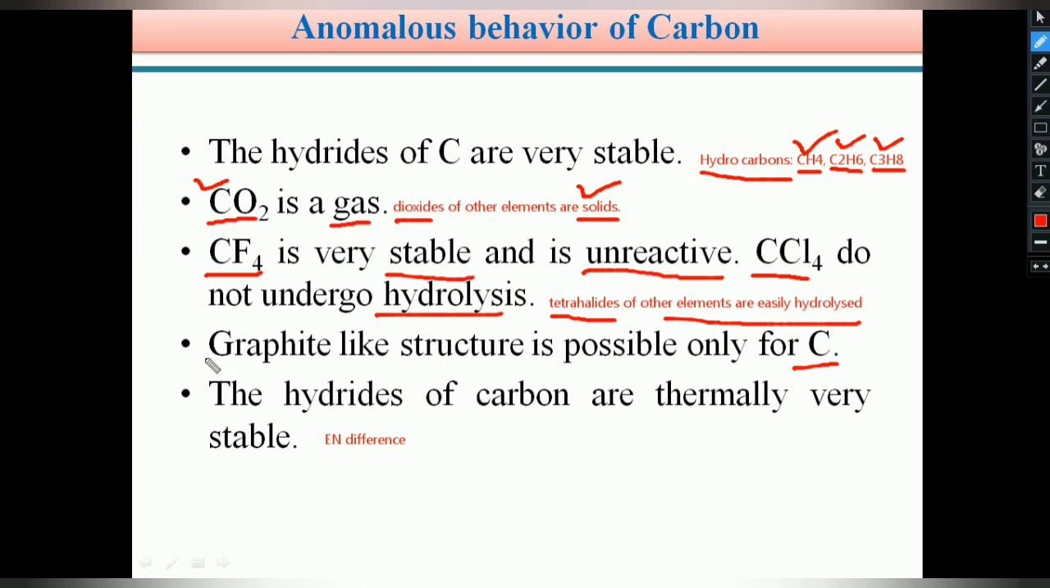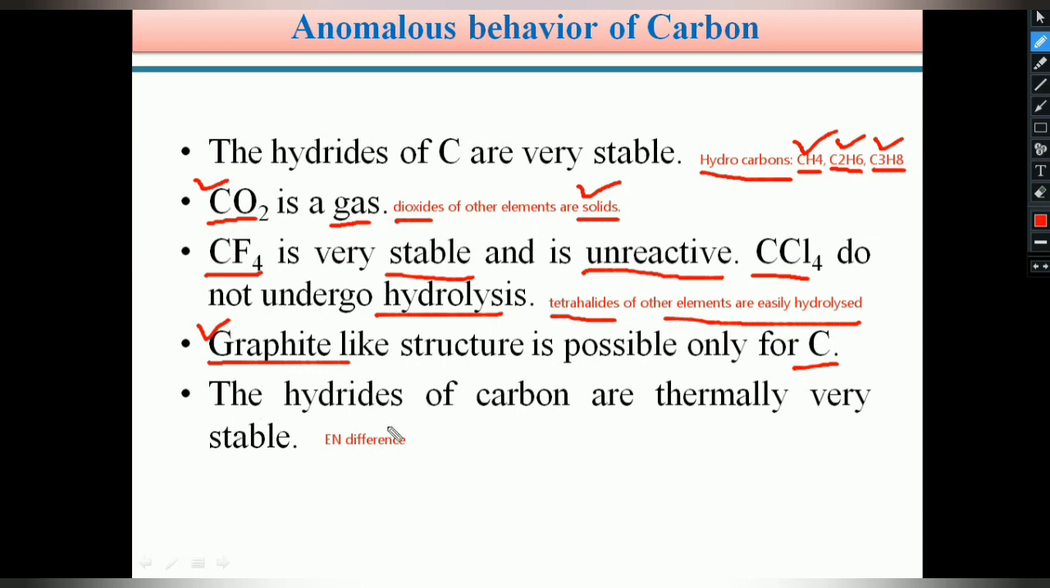Graphite is one of the allotropes of carbon. Graphite is a soft substance. So graphite-like soft structures are possible only for the carbon atom. But the other elements in the fourth A group, silicon, germanium, tin and lead, cannot form graphite-like structures, meaning soft structures. They form hard substances like diamond. Diamond is also another allotrope of carbon. So diamond-like hard substances can be formed by other elements of the fourth A group, but carbon has the ability to form a soft structure like graphite.